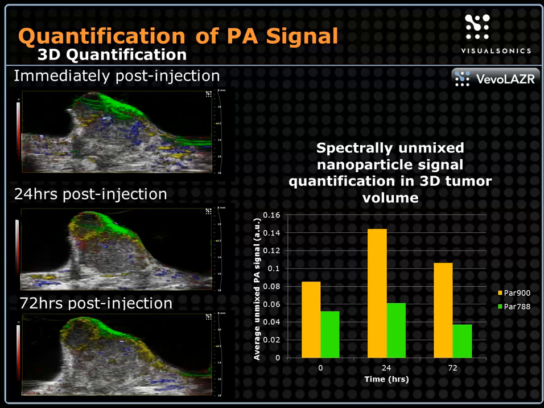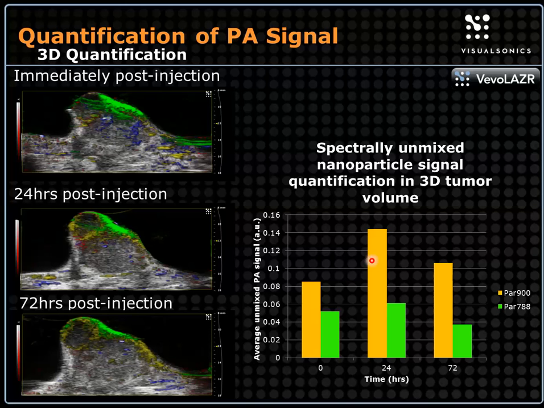And I've actually just included the quantification in a chart here where we have our time point just after injection, where you've got the PAR 900 and the PAR 788 in 3D quantification, remember, and then 24 hours later and 72 hours later. So ta-da, this is the summary of all this data that we've collected, where we see that the PAR 788 does give us a signal. It increases after 24 hours and then goes down even below that sort of baseline after 72 hours.